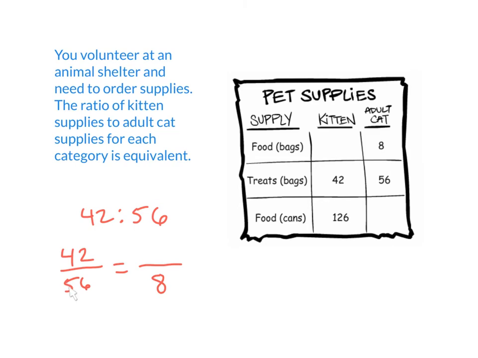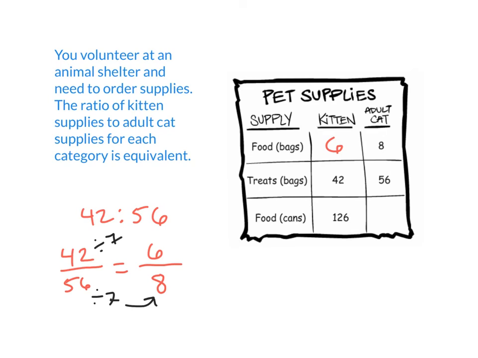So I know this one's bigger, so I divided to get here. And I know 8 times 7 is 56. So I know that I divided by 7 to get to 8. So I'll write that. I divided by 7 to get to 8. And anything I do to the bottom, I have to do to the top. So I'll divide the top by 7 also. And I know 42 divided by 7 is 6. I can fill in that quantity on the table.